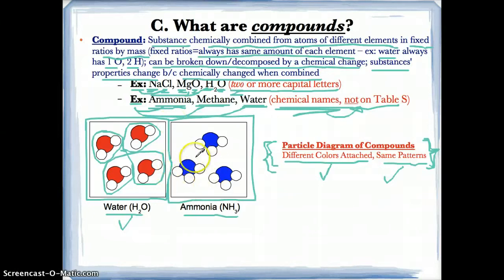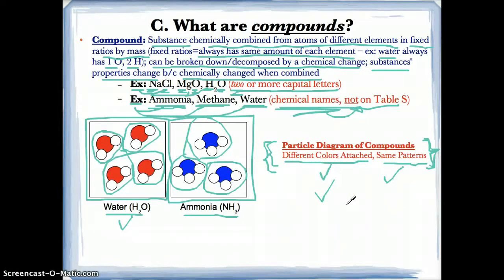How we can tell that is, let's look at this particle diagram. So let's circle each of these units, right? If we circle each of these units, let's analyze them and see if we have a compound. Do we have different colors attached? Yep, and I'll tell you how. We have one blue sphere attached to three white spheres per unit. So the different colors are blue and white. So, yep, we definitely got different colors. Blue attached to three white.